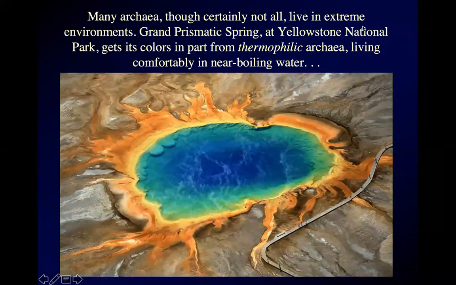Right. All those colors, especially the oranges and the greens that you see in the Grand Prismatic Spring, are caused by mats of archaea living in these huge masses in water that is uncomfortably close to boiling. You can't live there. They do just fine. That's one of the things that archaeans are capable of doing.